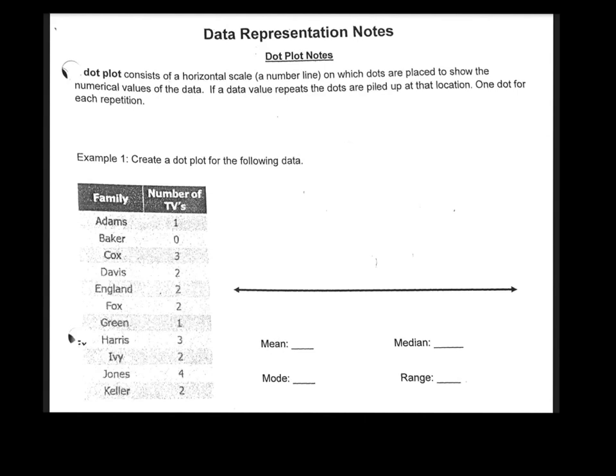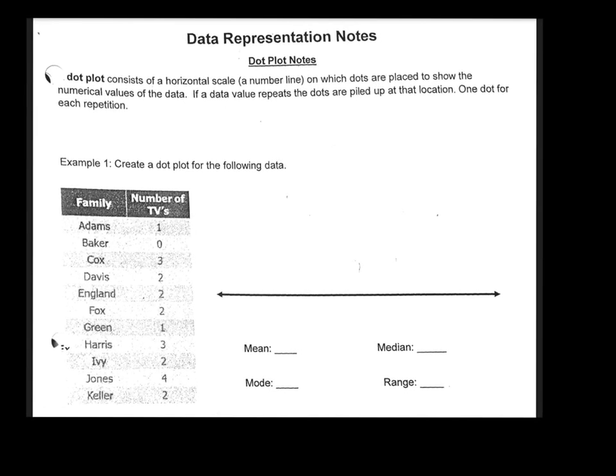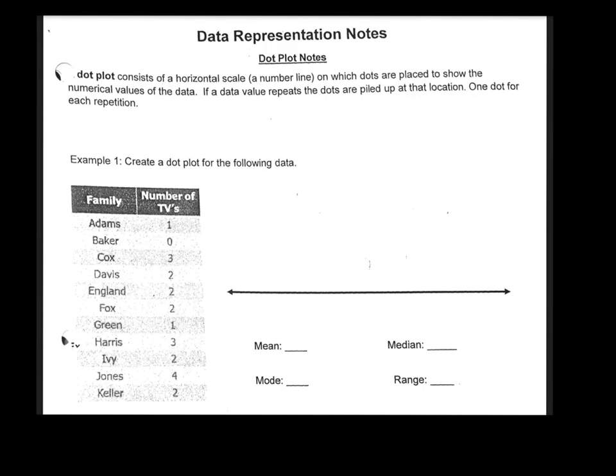So we're asked to create a dot plot for the following data. It compares different families and the number of TVs they have in their home. So over here we're going to make a number line, and to do that we want to look at the list and see what the smallest value in the list is, so that would be 0. And the highest value is 4. So we're going to make a number line going from our lowest point, our minimum point, to our maximum point.